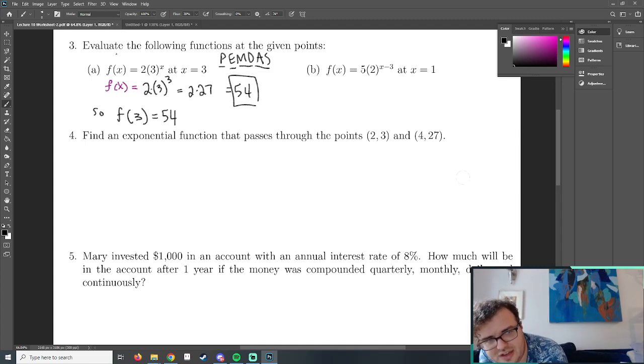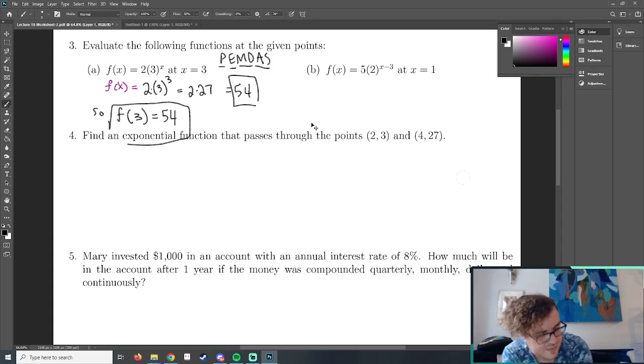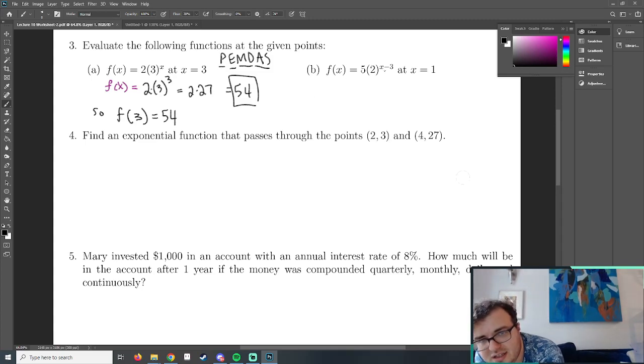But they just asked us to evaluate f of x, so this number would be fine, or saying f of 3 equals 54 would be fine as an answer. This next one here looks a little scarier. This is actually technically not an exponential based on the definition I just gave you. It's more like a transformation of an exponential.